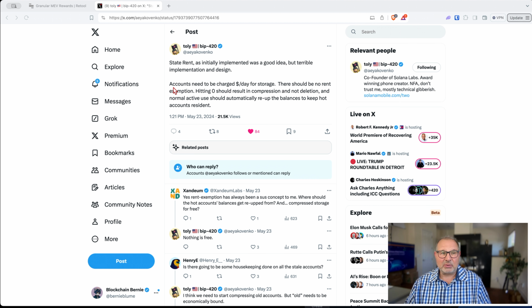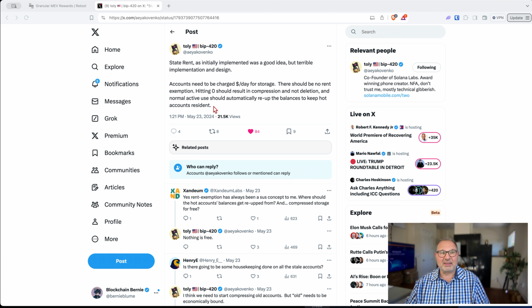Either way, accounts, so Solana accounts, that's the storage units, they need to be charged dollar per day for storage. He is so right. We need to charge dollars per day, dollars per whatever unit of time, because that's what validators or storage providers will have to pay, right? I mean, it's the product of the storage capacity and the time. And that's how it was on the Solana chain in the early days, but it got lost. So let's read on here.